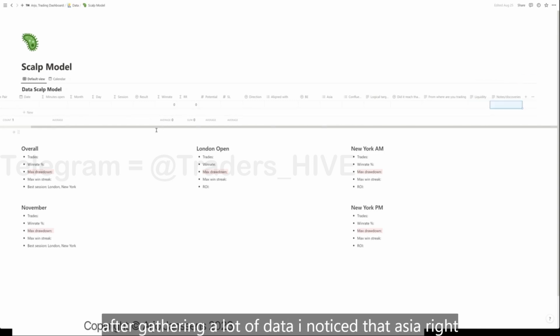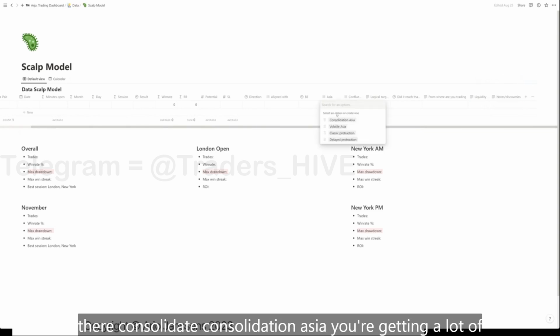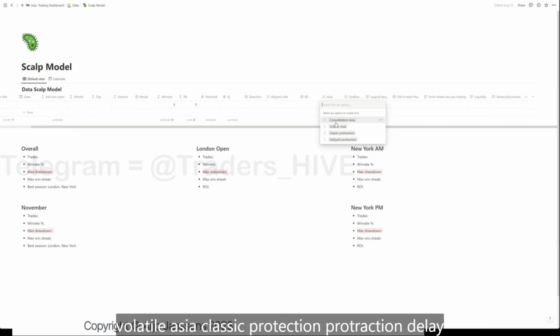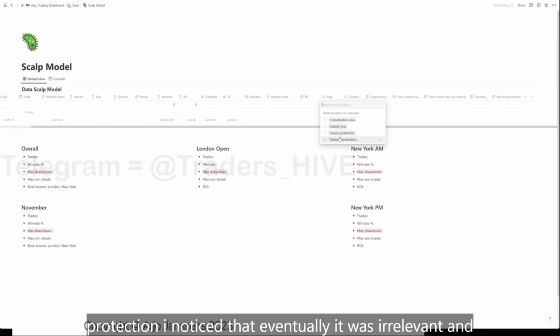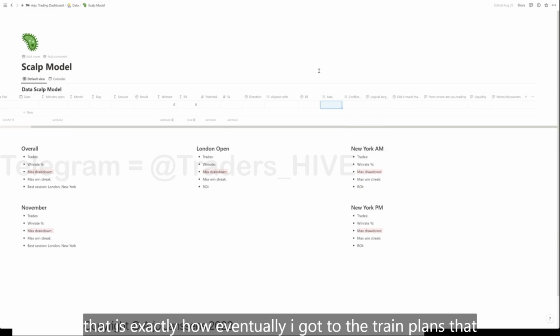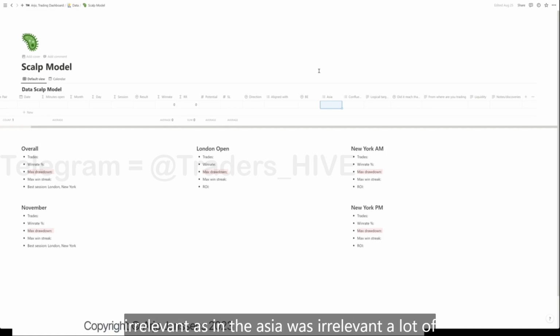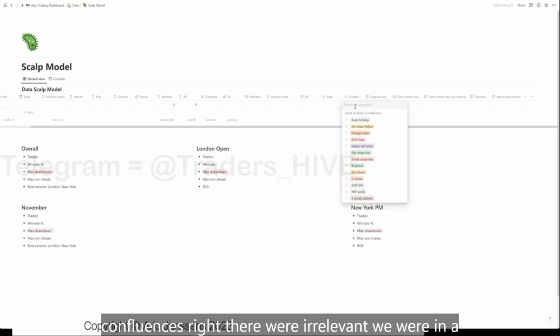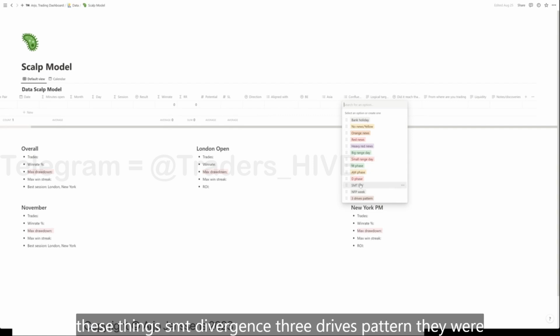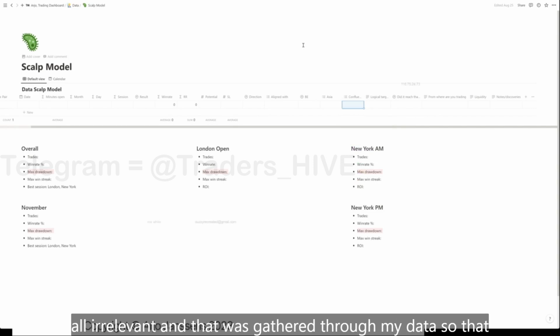After gathering a lot of data, I noticed that Asia, consolidation Asia, volatile Asia, classic protraction, delay protraction, eventually was irrelevant. And that is exactly how I got to the trading plans that we are using in the mentorship, because through data and discoveries, everything I noticed was irrelevant. The Asia was irrelevant. A lot of confluences were irrelevant. Whether we were in a manipulation phase, the AM phase, the power of 3, SMT divergence, the 3 drives pattern, they were all irrelevant. And that was gathered through my data.